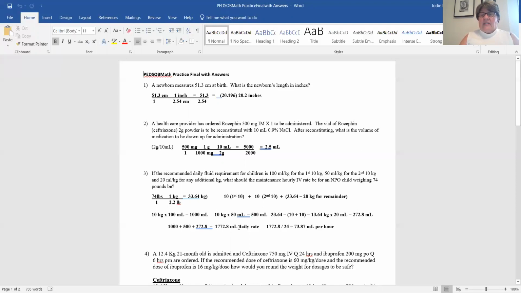And this asks for the hourly rate. So you would divide the daily rate by the number of hours in a day, which is 24, and your milliliters per hour for your hourly rate would be 73.87.